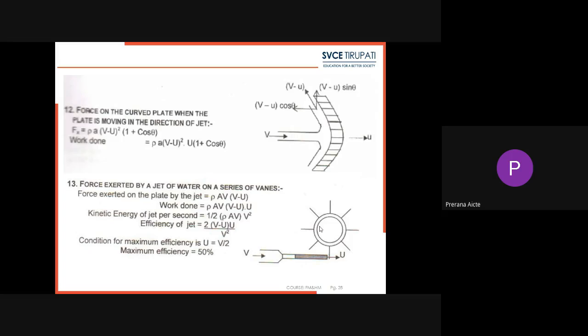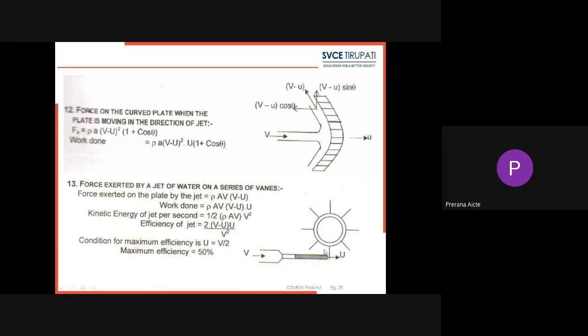Then another condition, force on the curved plate when the plate is moving in the direction of the jet. Here the plate is not fixed, it is moving from one place to another. So we are getting both velocities, that is the velocity of the jet and the velocity of the plate. Therefore the force in the x direction Fx equals rho A into (V minus U) whole square into (1 plus cos theta). The work done will be rho A into (V minus U) whole square into U into (1 plus cos theta).